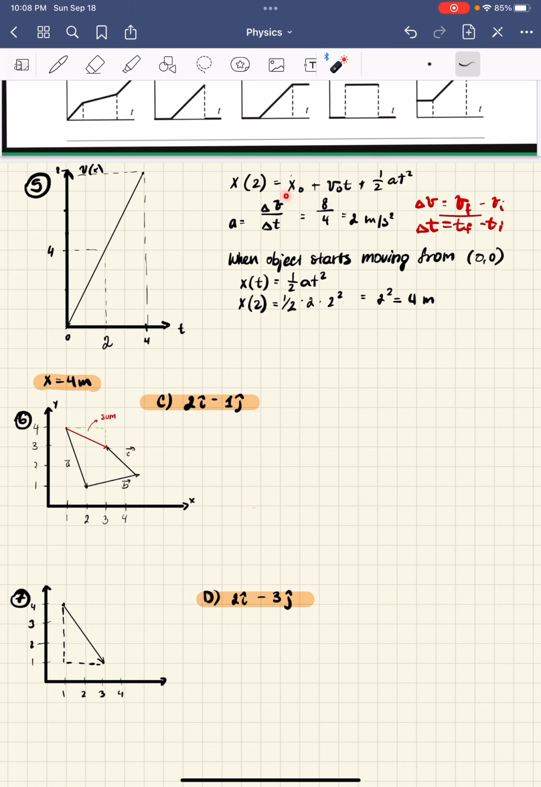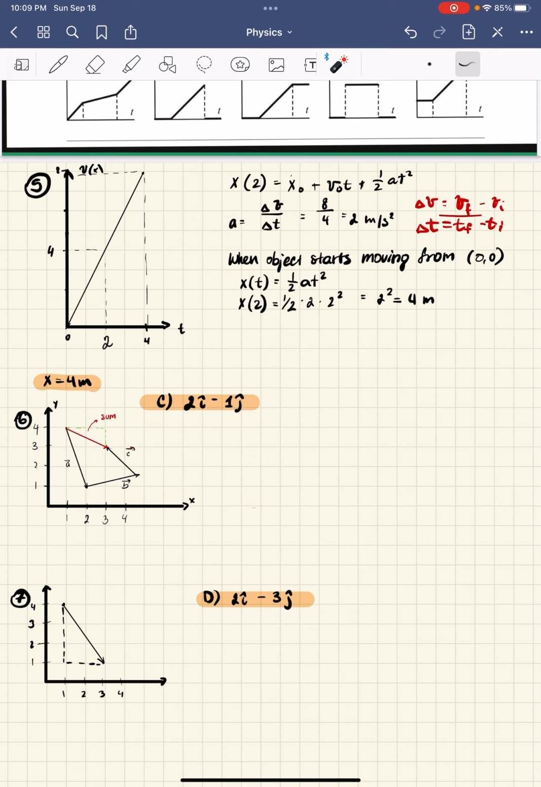x of t equals x0, which is the initial position, plus v0 times t, where v0 is initial velocity and t is time, plus 1/2 times acceleration times time squared. To find it, we kind of know everything except acceleration here. Why am I saying that we already know everything?